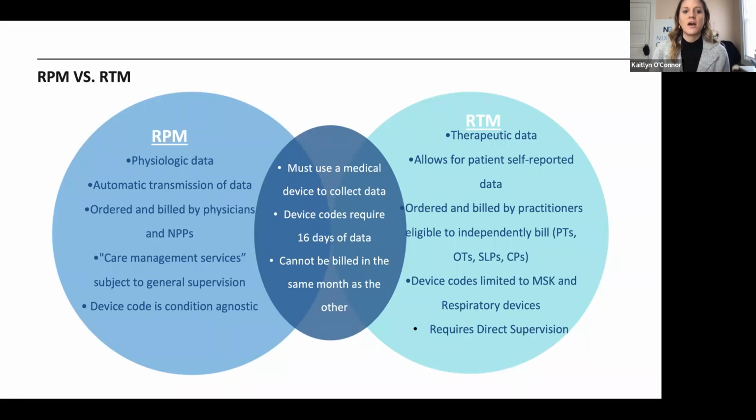The major differences, of course, are the types of data that are collected. RTM is for therapeutic data for things like adherence, perhaps range of motion, inhaler use, etc.